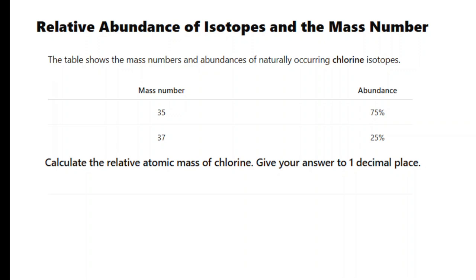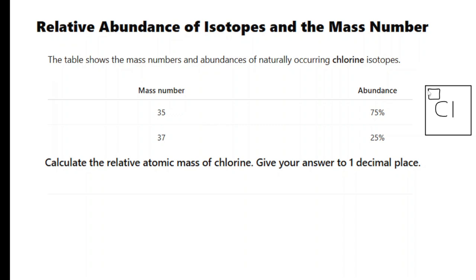Calculate the relative atomic mass of chlorine. Give your answer to 1 decimal place. Now, the idea is, in the periodic table, chlorine has only one place. So we have chlorine, and for the mass number of chlorine, there is only one place. So the question is really, what number should I put?